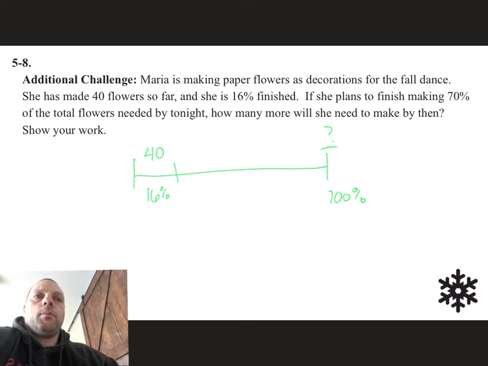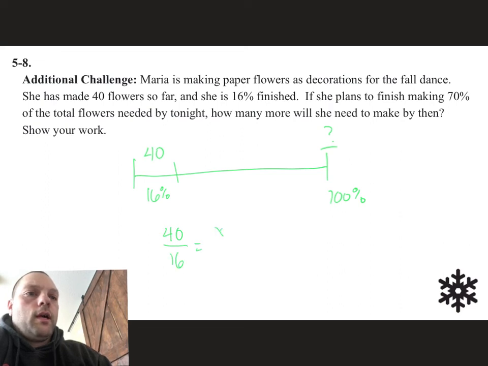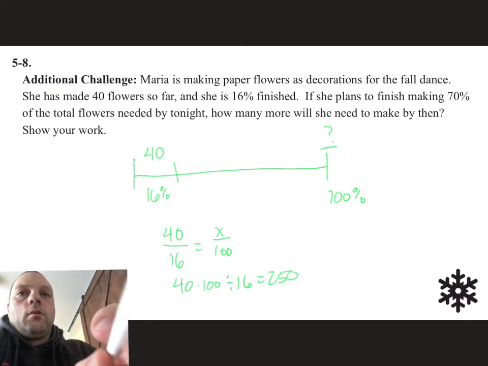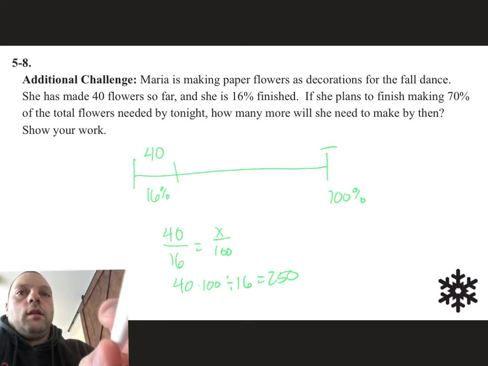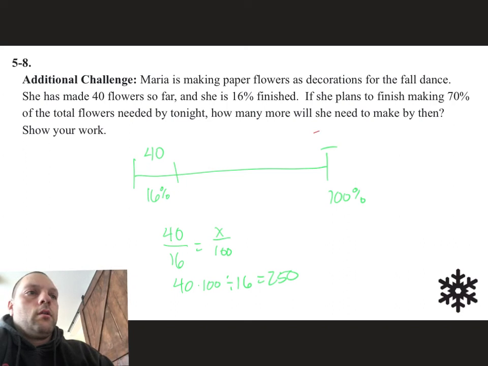And then I'll get to the next part of why we're not going to use 70%. But, so 40 over 16 is equal to x over 100. So 40 times 100 divided by 16 is equal to 250. Okay, so this question mark goes away and turns into 250. Okay, but it says that she's planning to finish 70%.